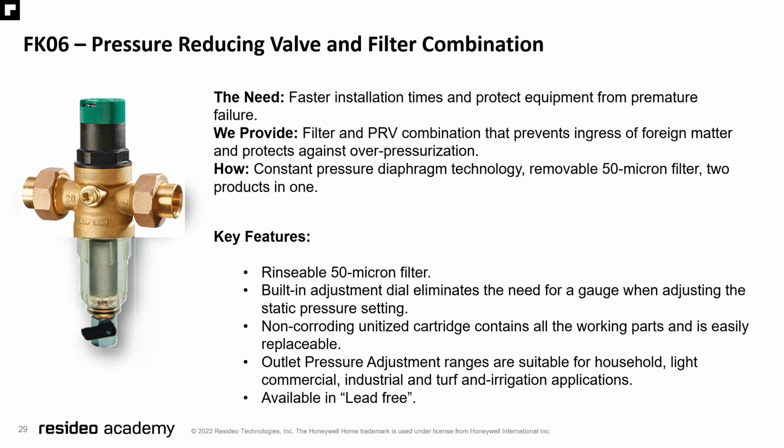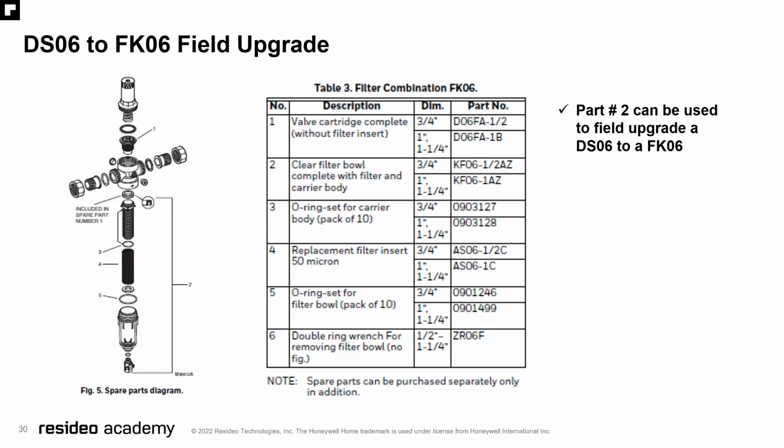Outlet pressure adjustment ranges are suitable for household, light commercial, industrial, and turf and irrigation applications, and is available in lead-free. Additionally, if you have a DS06 already in the field, you can go ahead and take an FK06 number 2 off the parts list, the clear filter bowl with the filter and the carrier body, and field upgrade your DS06 to an FK06.